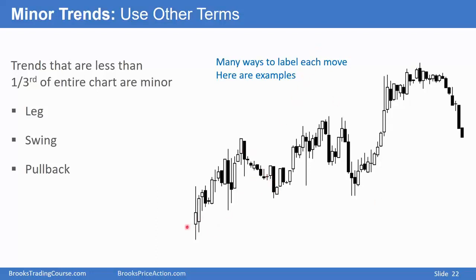This is also a leg down in a bull trend. You're getting higher lows, higher highs. So a leg down in a bull trend, leg down, leg down, leg down. And anytime you have a leg down in a bull trend and the trend resumes, that leg is also a pullback.